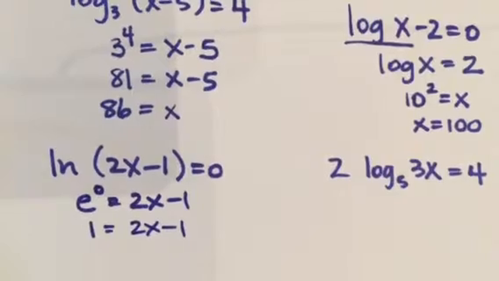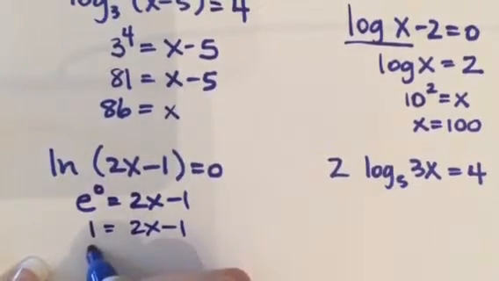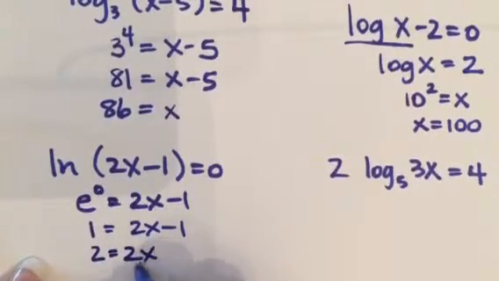Now solving this linear equation, we would add this 1 to both sides, and I would have 2 is equal to 2x.